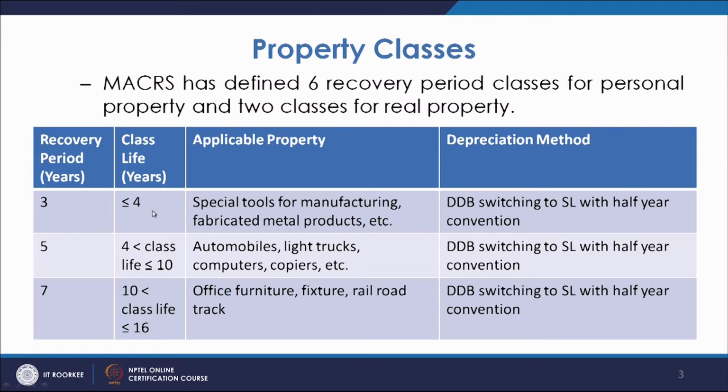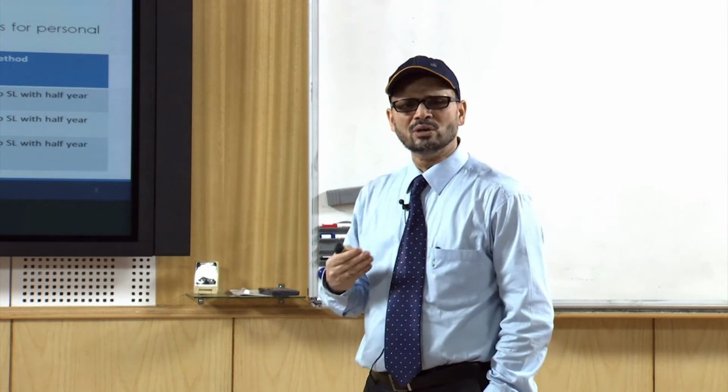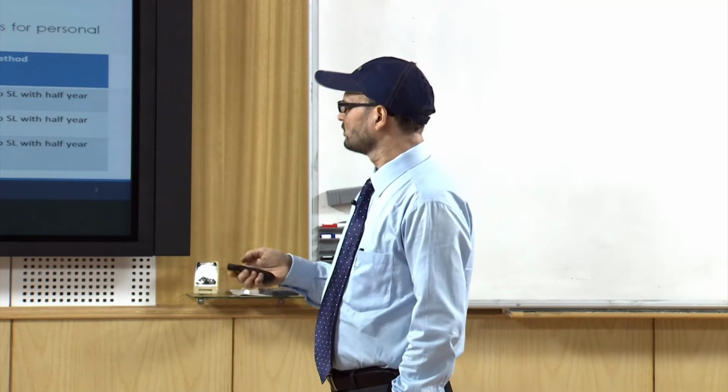The 3-year recovery period is for special tools for manufacturing fabricated metal products etc., and the depreciation method adopted is double declining balance method switching to straight line with half year convention. We will discuss how we calculate the depreciation schedule for all these property classes.